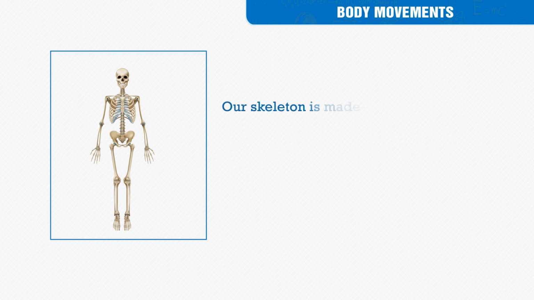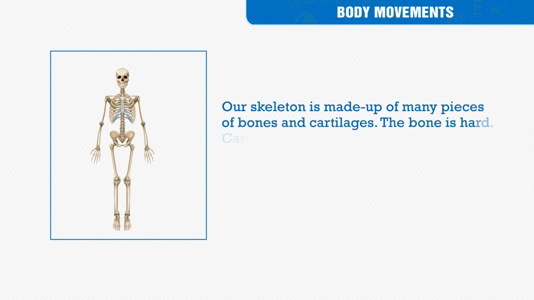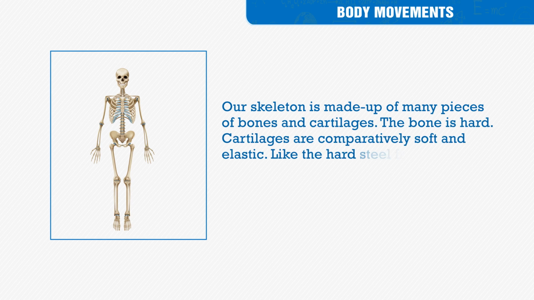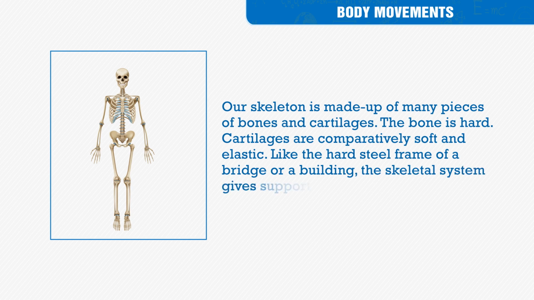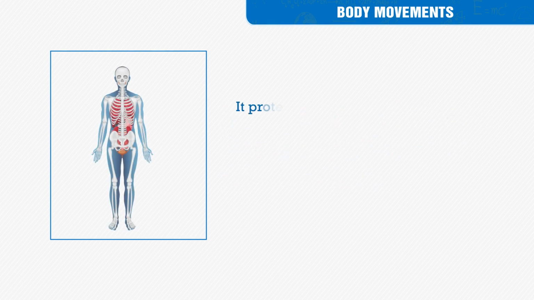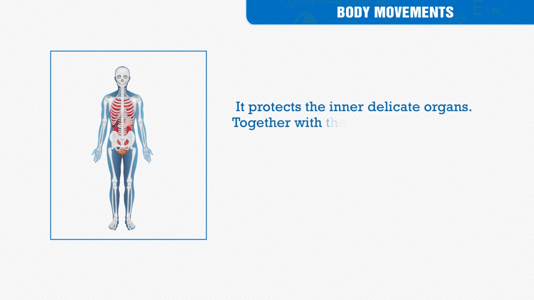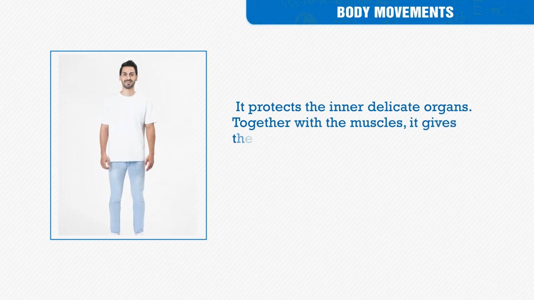Our skeleton is made up of many pieces of bones and cartilages. The bone is hard. Cartilages are comparatively soft and elastic. Like the hard steel frame of a bridge or a building, the skeletal system gives support to the body. It protects the inner delicate organs. Together with the muscles, it gives the body its shape.